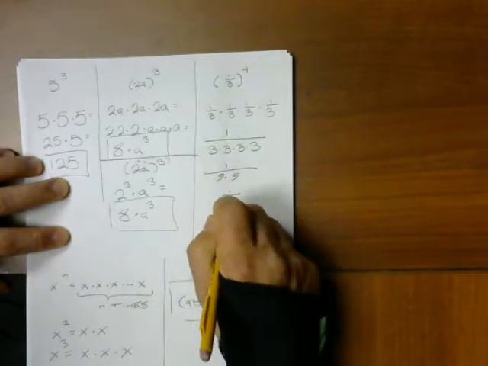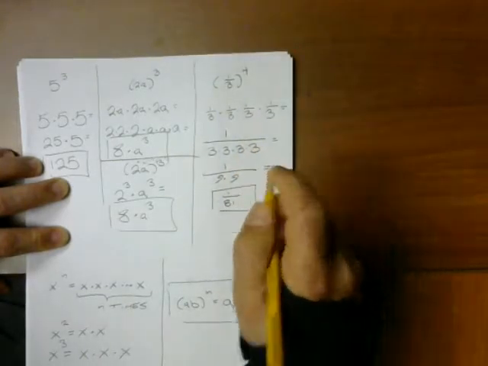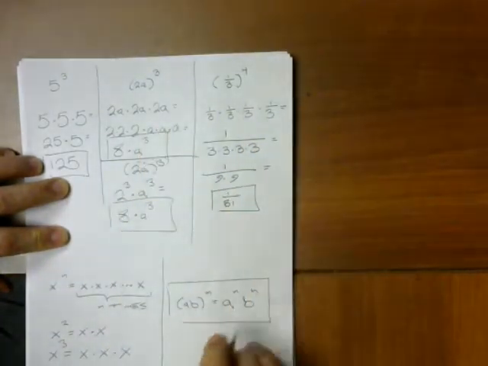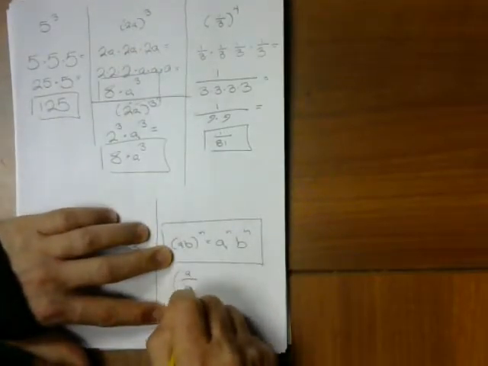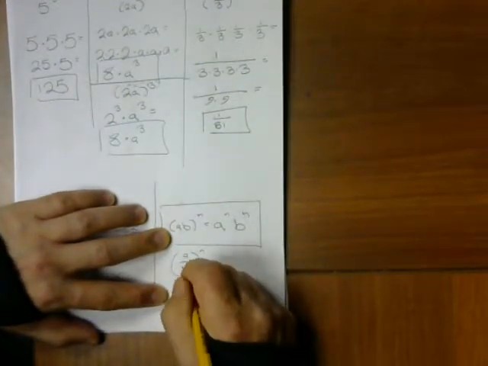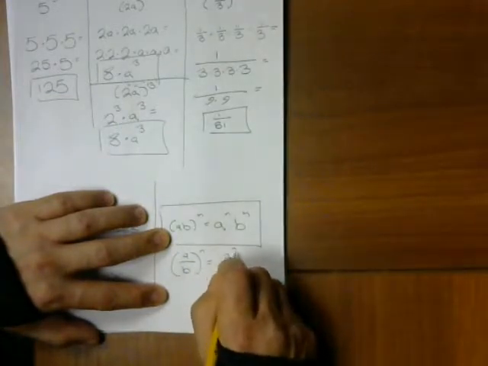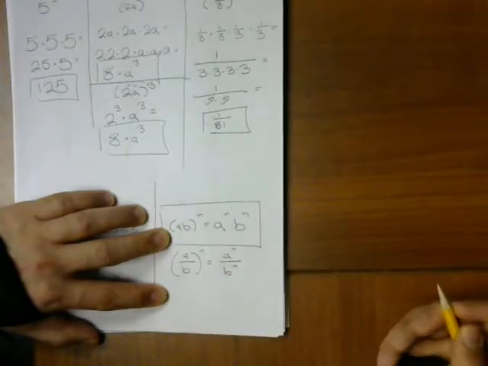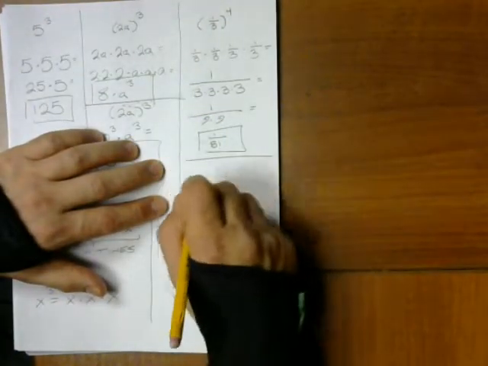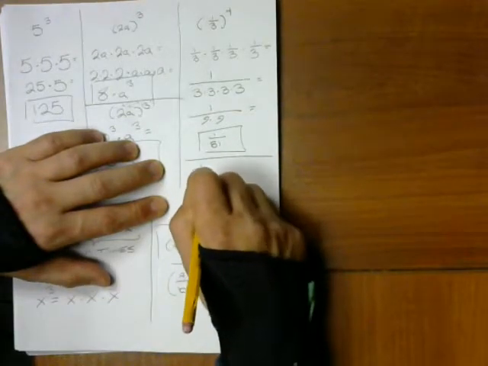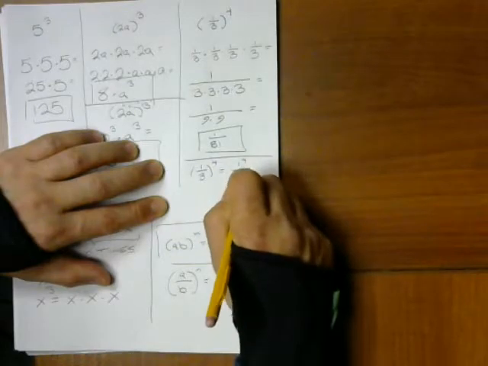I can do this in any order. And I get 1/81. Some of you, however, might say, hey, wait a second, isn't there a law for that as well? And there is. And that's a companion to this. So we have a divided by b to the n. That ends up being a to the n over b to the n. So we can do that here as well. We could take 1/3 to the 4th and just take 1 to the 4th over 3 to the 4th.